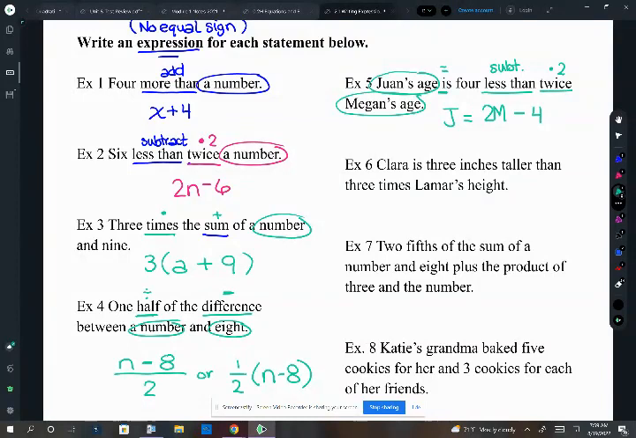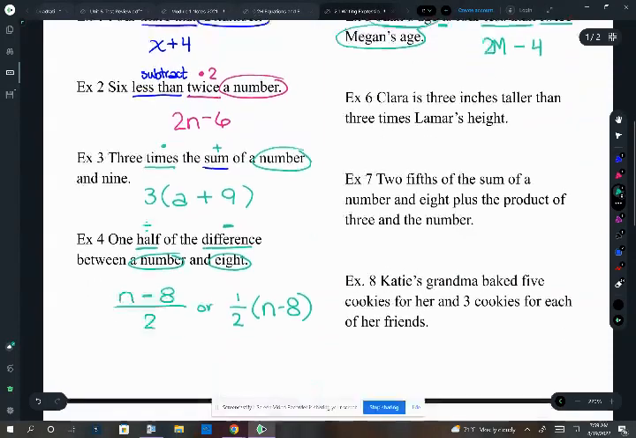Okay, and again, we're not doing anything. So we don't even really need to put J in there. We could just write Juan's age is 2. So if we're just writing an expression, 2 times Megan's age subtract 4 is Juan's age. So we're just worried about the expression part. So this is kind of the same thing.